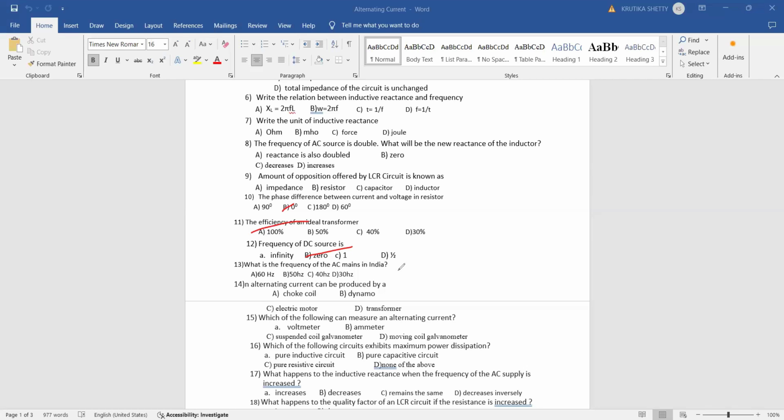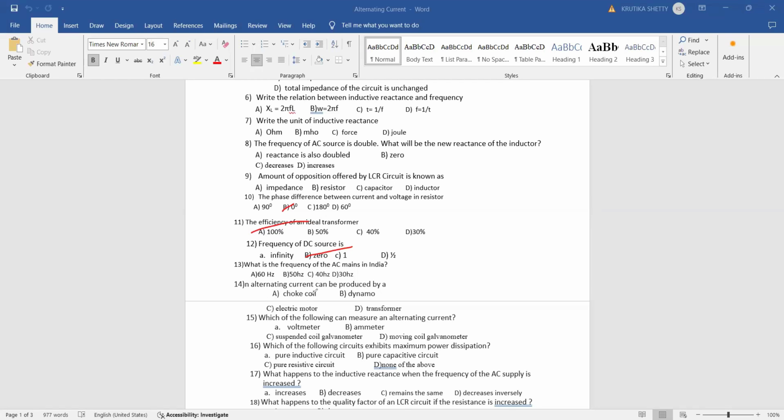What is the frequency of AC mains in India? Many times I told you about this. What is the frequency of AC mains in India? 60, 50, 40, 30. Yes, it is option B. Yes, it is 50 hertz. Option B is the correct answer, 50 hertz. Go for the next question.